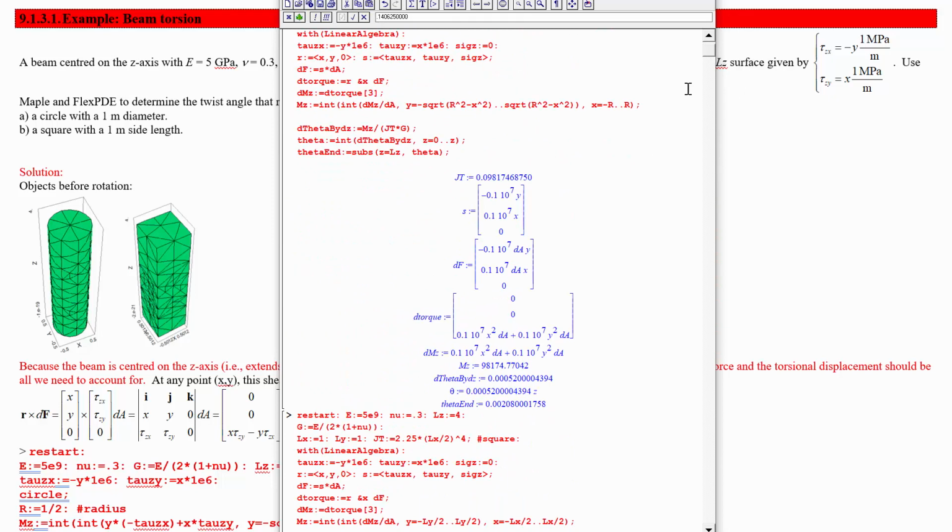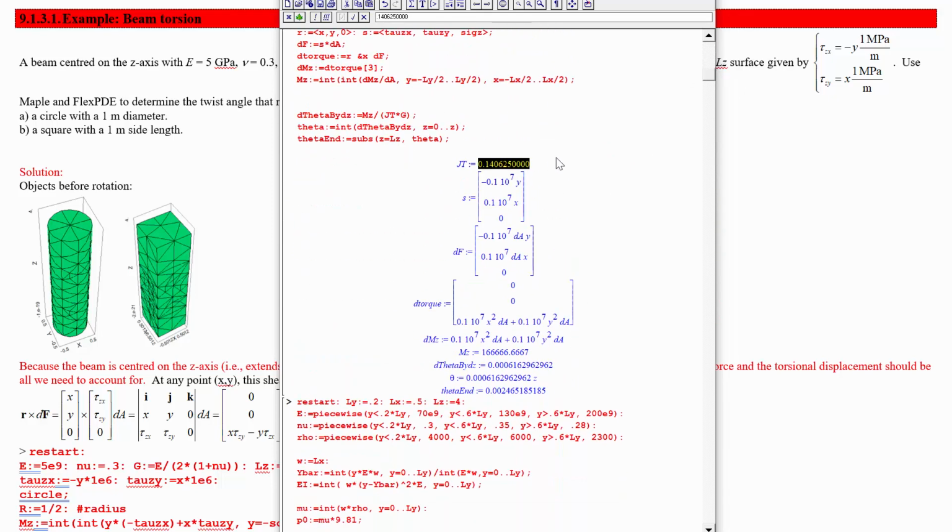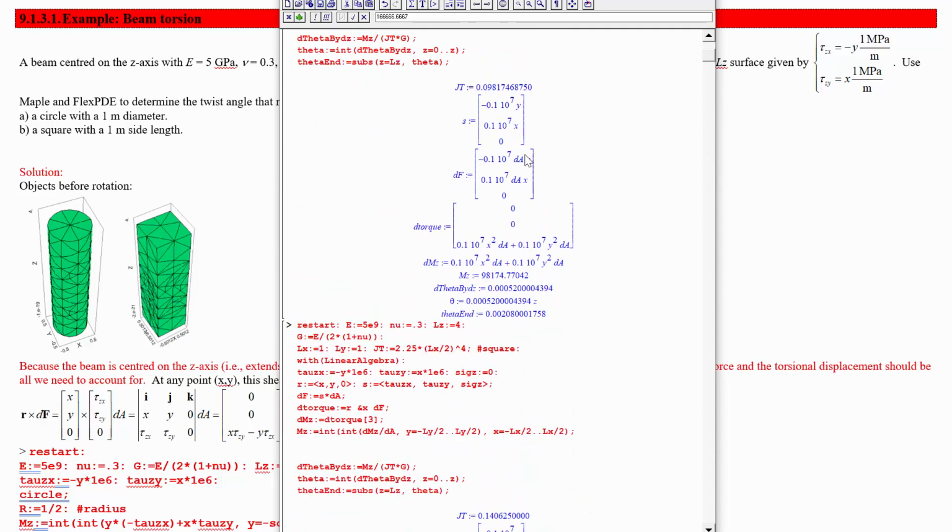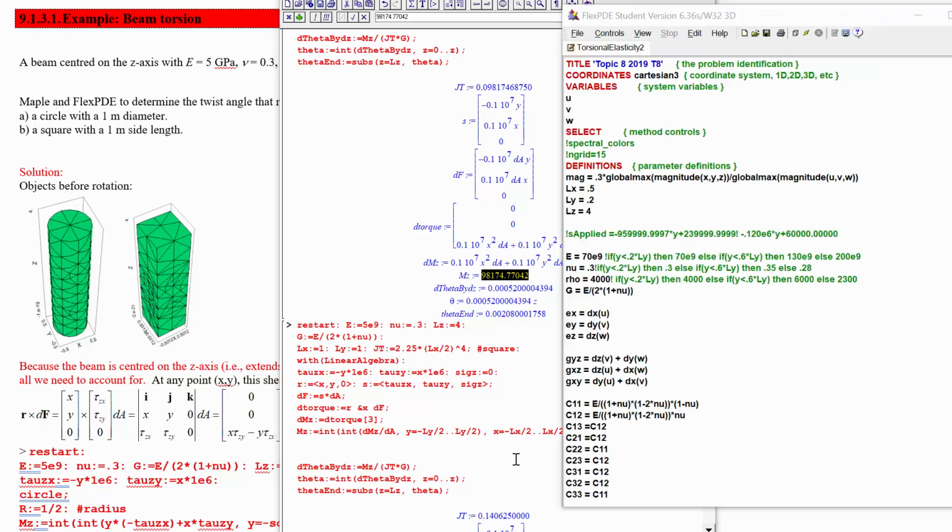So the square cross-section, we had 0.14 for the torsion constant and a moment of 167,000 Newton meters. And the torsion constant for the circular cross-section is about 0.1 and about 100,000 Newton meters. Let's see what we get in FlexPDE.